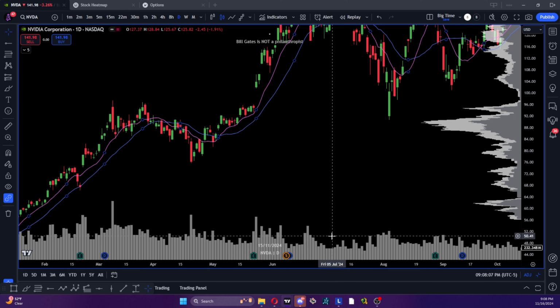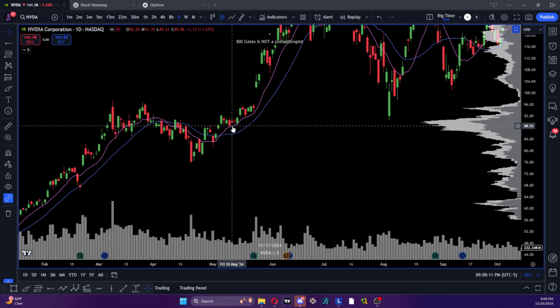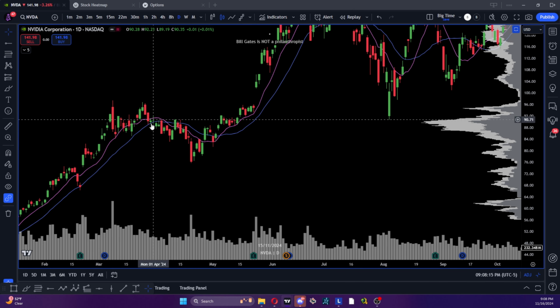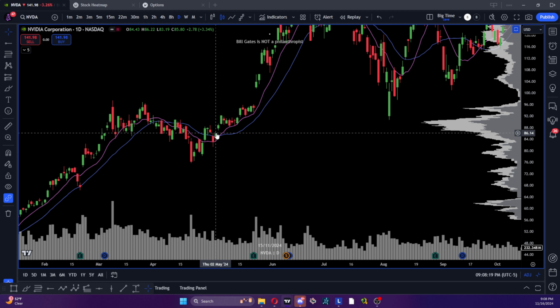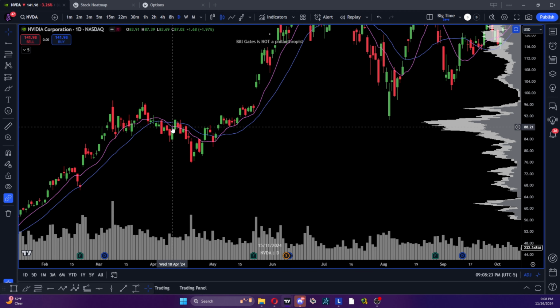Okay, so what you're saying is when the 10 SMA is the one that's above the 20 SMA, it's bullish. And whenever it's the 20 that's above the 10, it's bearish. When the 10 crosses the 20 to the downside, it's bearish. When the 10 crosses the 20 to the upside, it's bullish. Correct.